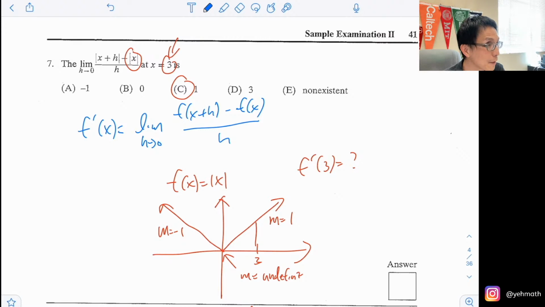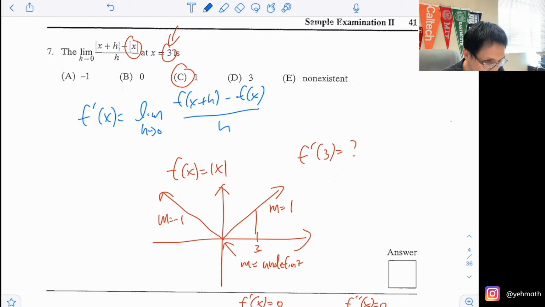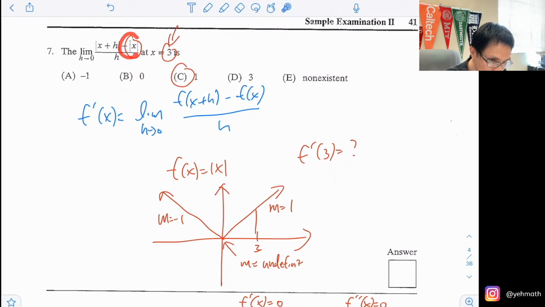It turns out this is the definition of the derivative. You're going to see this on your mock exam, so make sure you understand this. The limit as h approaches 0 of f of x plus h minus f of x over h is equal to f prime of x. If that's equal to that, guess what? You just have to identify what f of x is. In this case, I identify that f of x is right here, which is the absolute value of x.